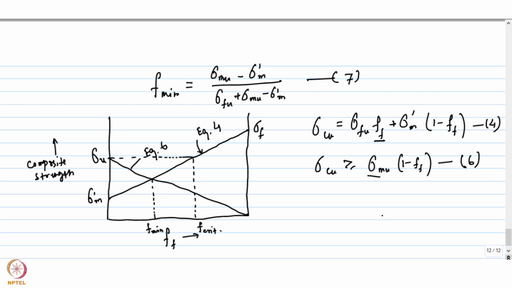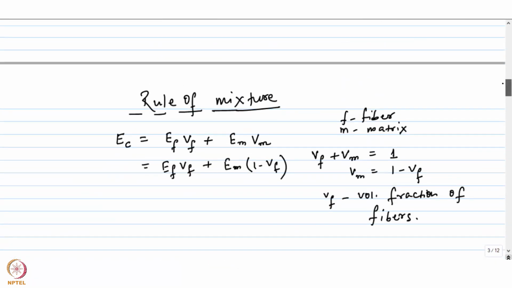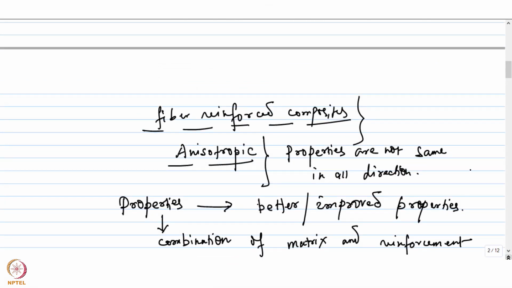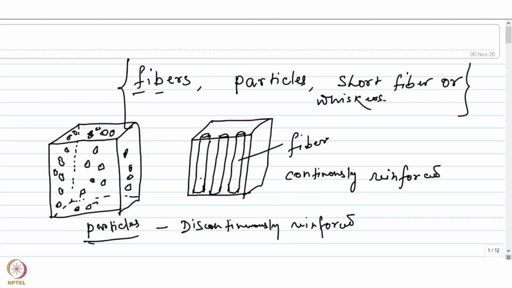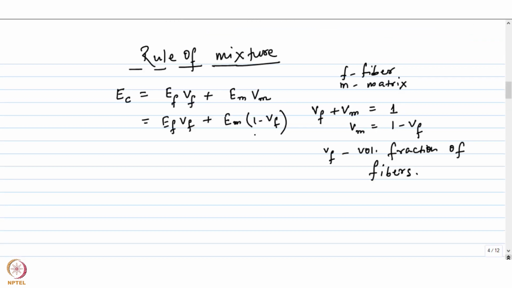So let me quickly summarize. The property of a composite can be given by the rule of mixtures, which basically represents the weighted average of the properties of the individual constituents. So if the volume fraction of the reinforcement is known, then the property can be obtained by this expression representing the rule of mixtures. Okay. But one thing I should mention over here is the fact that rule of mixture will always give you the upper bound. And generally, the experimental values will be lower than the value which is obtained by rule of mixture.